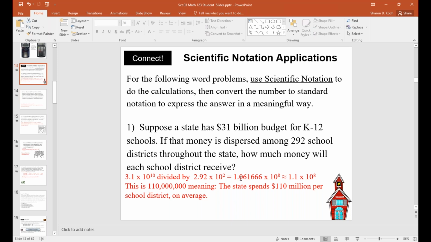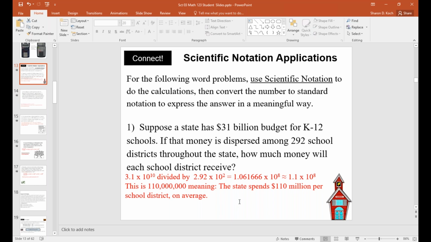Now, think about the correct form of the answer. If they're asking how much money will each school district receive, think about it. Would it make sense to say about 1.1 times 10 to the 8th dollars? I think if a news announcer said that, we probably wouldn't understand what they were talking about. So in this case, it makes sense to put the answer in standard form. So in this case, it's about $110 million, and that would be per school district. Okay, so they took this and they put it into standard format.